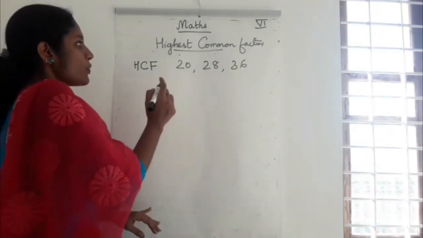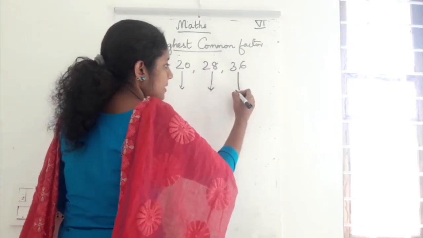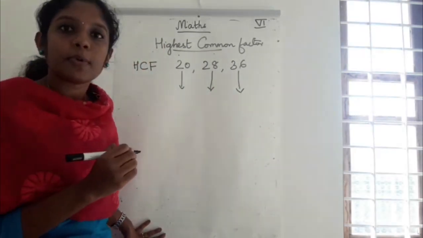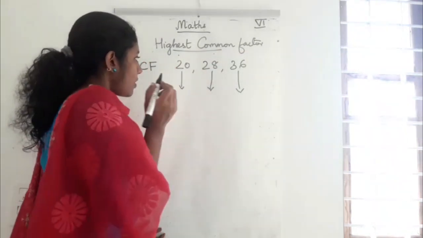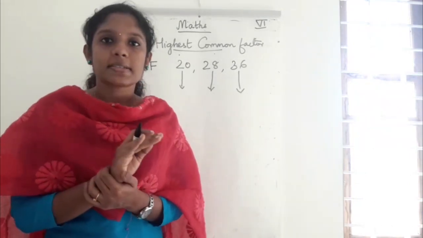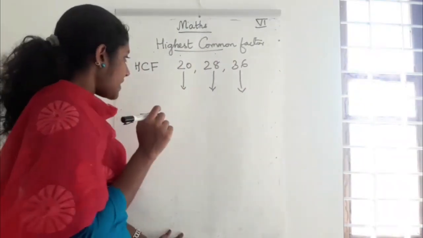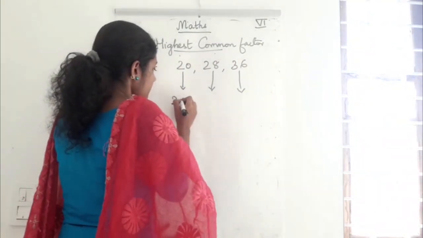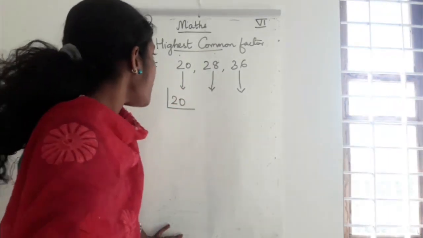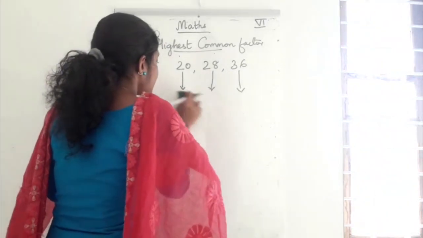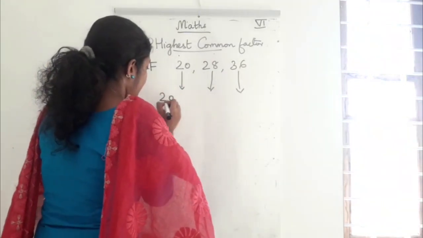So the first method is you will find separately the factors of all these numbers 20, 28 and 36. Okay, separately we can find the factors of each number. To find the highest common factor, we find the factors of each number separately. That is 20. You can draw like this and find the factors, or do one thing. Now I will teach you the first method, the prime factorization tree. That is 20, you can do the prime factorization tree.